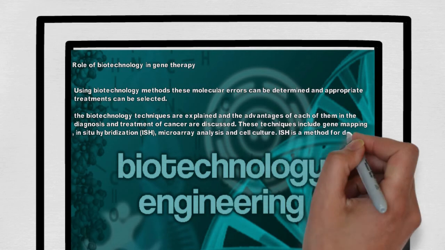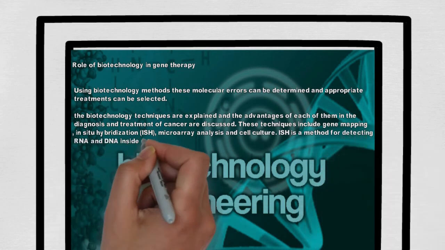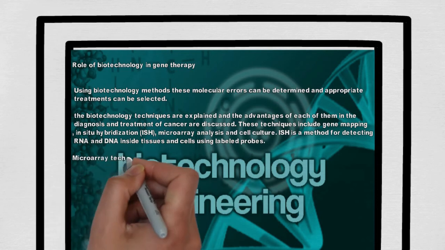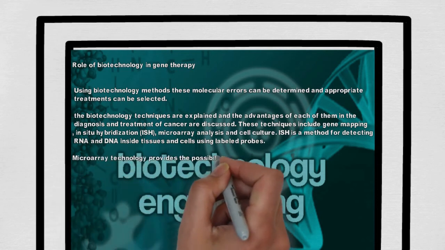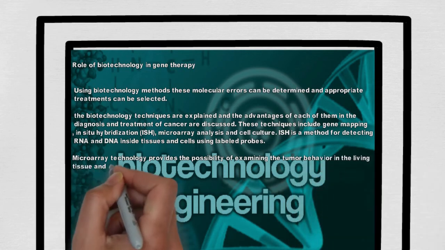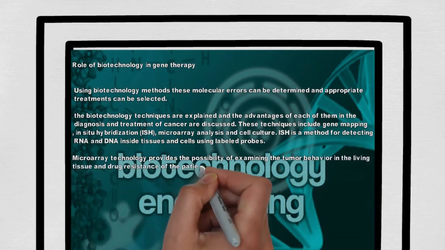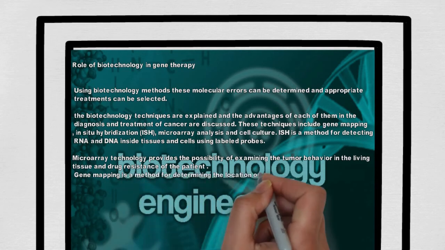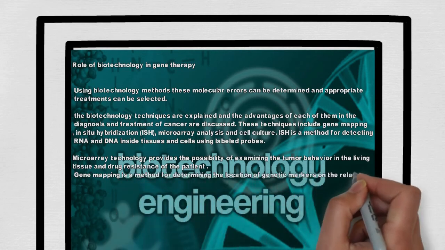ISH is a method for detecting RNA and DNA inside tissues and cells using labeled probes. Microarray technology provides the possibility of examining tumor behavior in living tissue and the drug resistance of the patient. Gene mapping is a method for determining the location of genetic markers on the related genome.